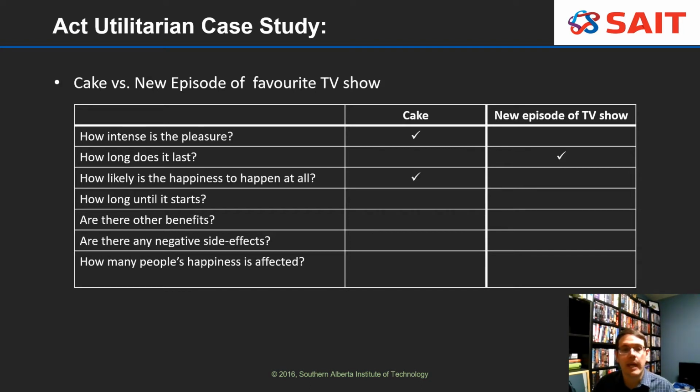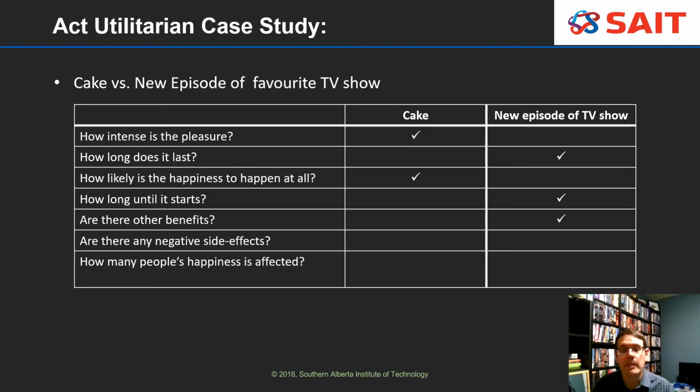How likely is the happiness to happen at all? Well, your favorite dessert is probably a lot more likely to bring you happiness than your favorite TV show, because even the best TV shows occasionally have an off episode. So there's always a chance that it won't bring you as much happiness. On the other hand, it's probably a lot easier to see your favorite TV show than it is to get your favorite dessert. Your favorite dessert, you might have to go shopping. You might have to make it yourself. You might have to have one of your family members make it for you. So in that sense, watching a new episode of your favorite TV show is probably a little bit happier in this dimension.